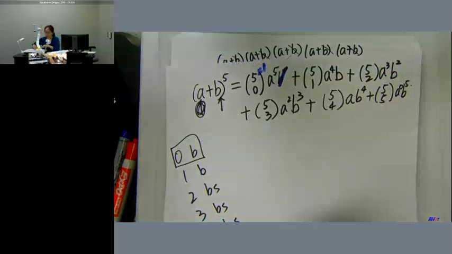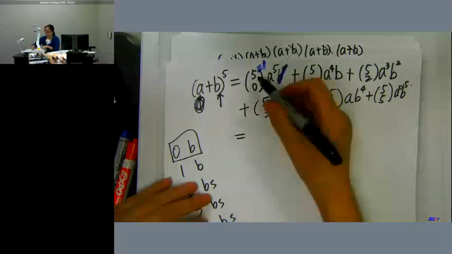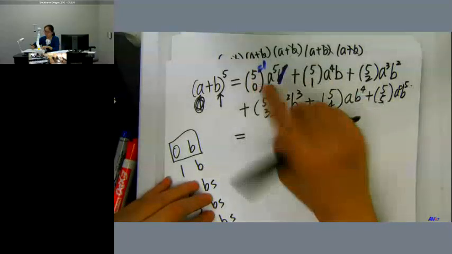We do have to continue to simplify that. In the previous example, I did not simplify that, but if we simplify that, 5 choose 0 is 1.